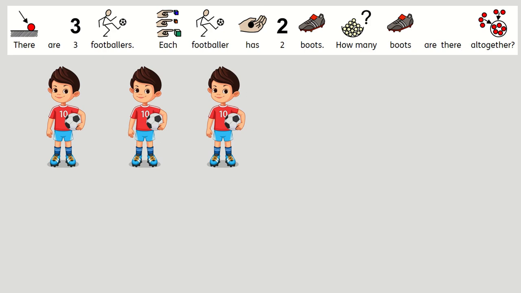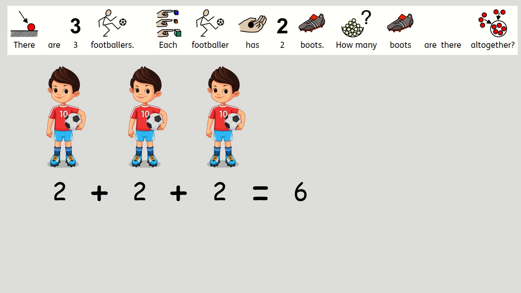Okay, so shall we see how that looks as a sum, or as a number sentence? So, for example, we here have 1, 2, 3 footballers. Okay, and each footballer has 2 boots, one on each foot. So what we would do at the moment, we would say that we have 2 boots, add another 2 boots, add another 2 boots. So this is called repeated addition. So we would just add 2 to another 2 to another 2. And we would know that 2 plus 2 plus 2 equals 6.